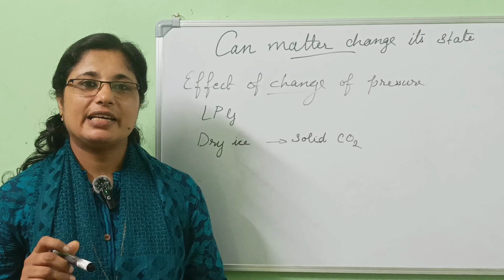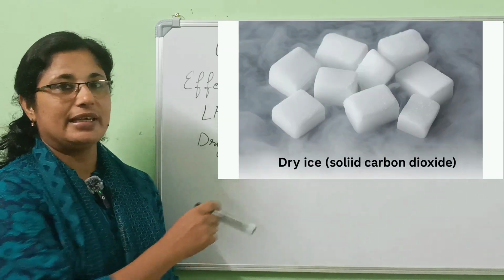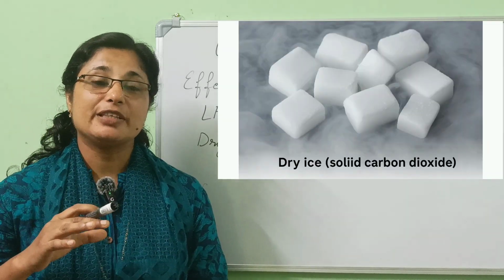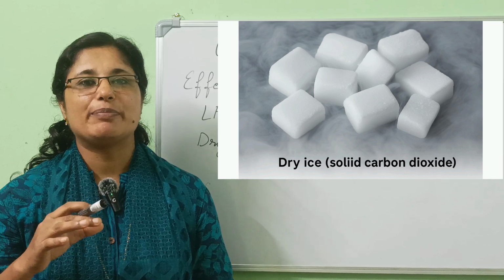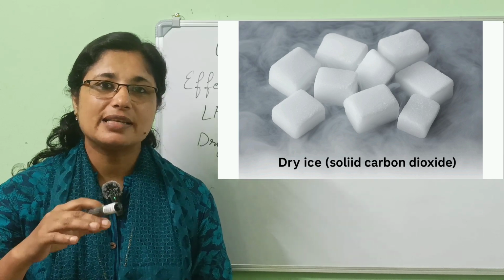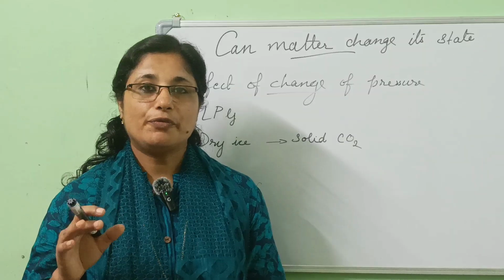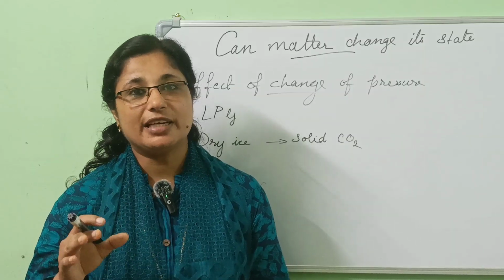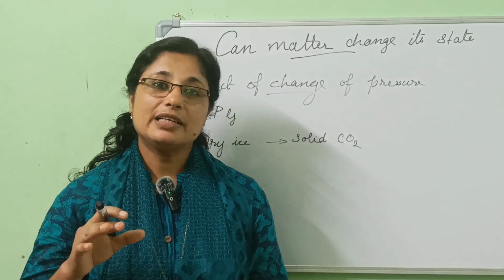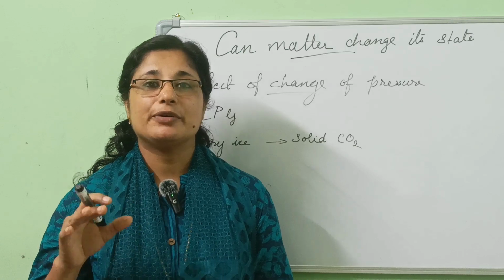Have you heard of dry ice? It is solid carbon dioxide and it is stored under high pressure. When the pressure is reduced to normal, what happens? It changes directly into a gas without becoming liquid. That is why we call it dry ice. So we can say that both temperature and pressure decide whether a substance will be solid, liquid or gas.